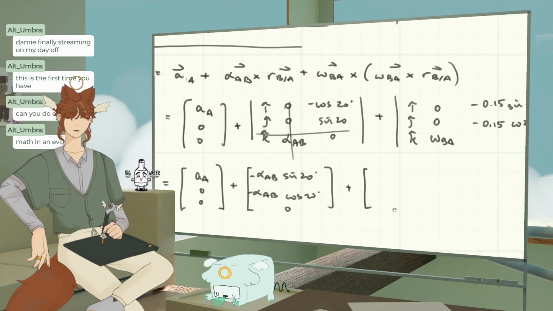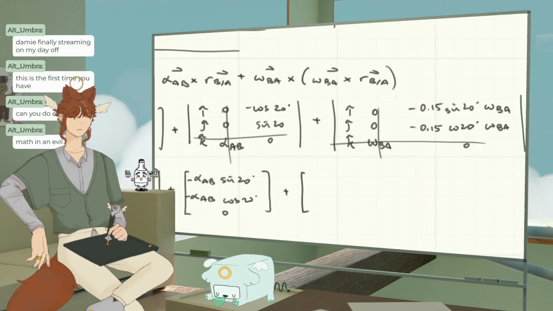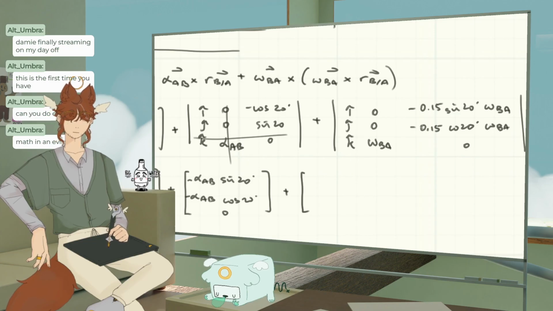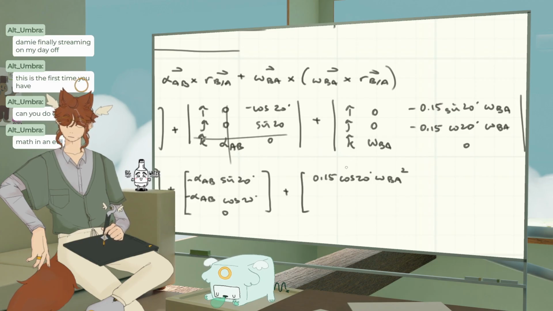Do the same kind of deal here. I gotta stop crossing them out. That's a positive 0.15 cosine 20 omega AB squared. Is it squared? I think it's squared. Yeah, it's squared. And then minus, which is a positive, and then minus. Wait, what? Wait.